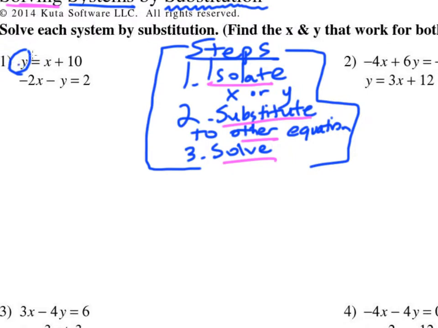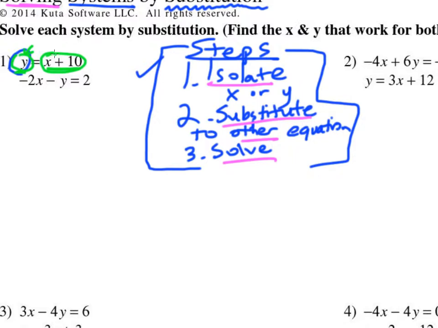Okay, step 2, we want to substitute to the other equation. Now this is the key. When you have y equals something, think of it like the twins. Y equals x plus 10. These are my two twins, y and x plus 10. They are exactly alike. They're equal, right? So one can show up instead of the other, and no one knows the difference.